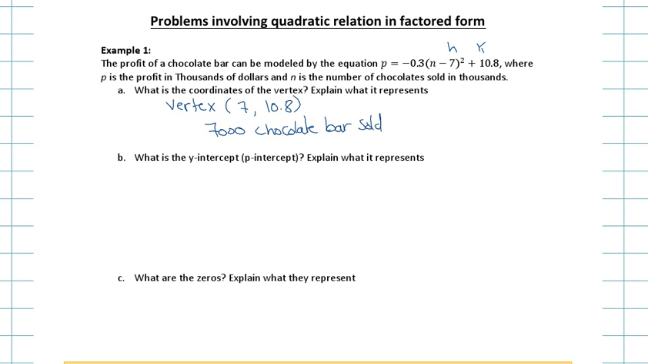And the 10.8 is the money, the profit that you're making, but you have to multiply that by 1,000 as well. So for a profit of $10,800. Are you guys okay with this?